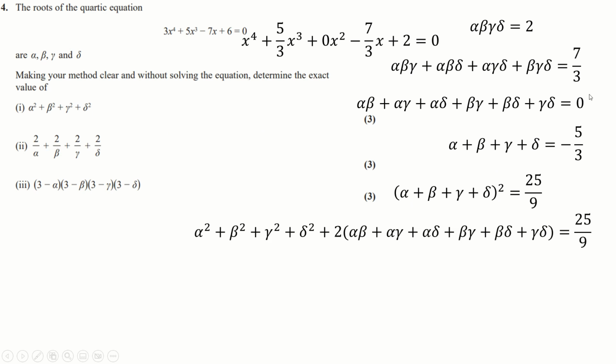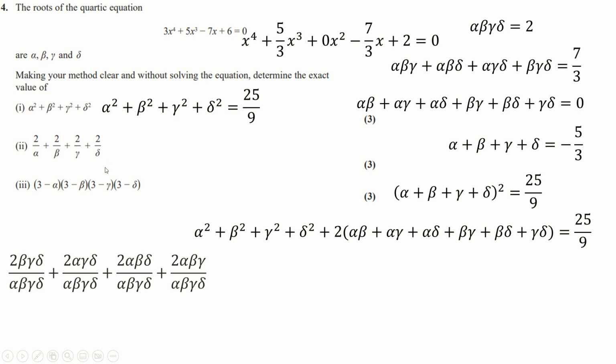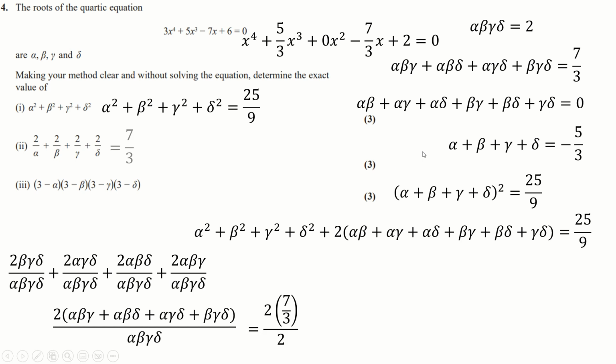Now all of this is 0, so we can just ignore it, and therefore all of this is 25 over 9. Here we can just put these fractions together, so times this one by beta gamma delta, times this one by alpha gamma delta, and so on, top and bottom, and you get this. Of course, you can put all the numerators together now to get this, and you can also factorize out the 2. This is all 7 over 3. This is 2, which cancels with the 2, so you just get 7 over 3.